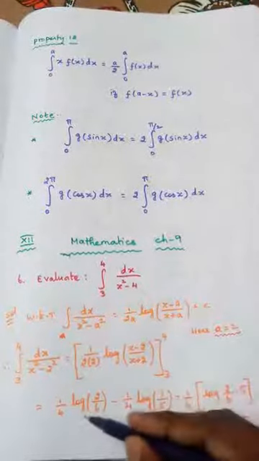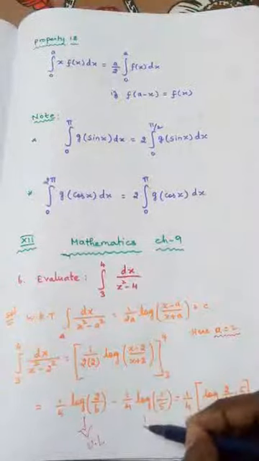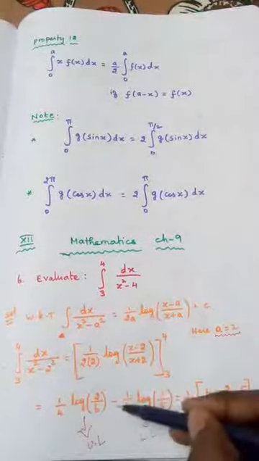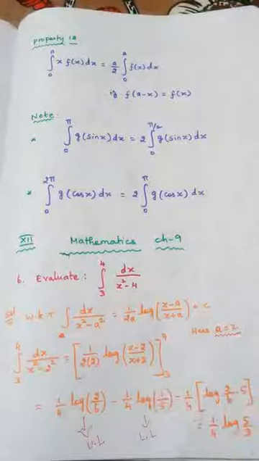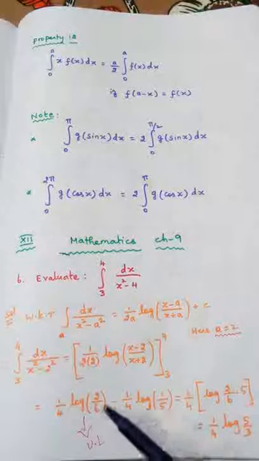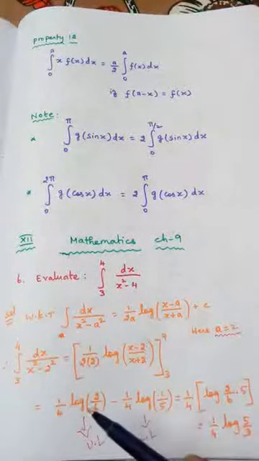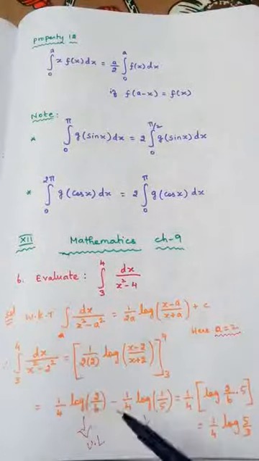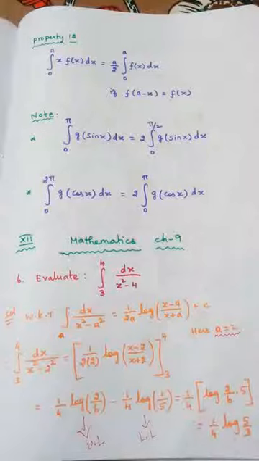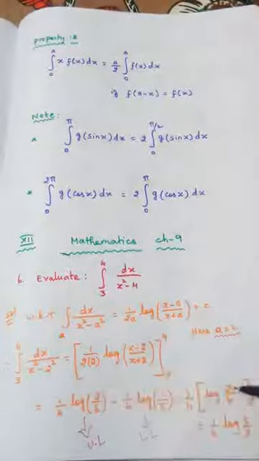So this first term is called the upper limit and the second term is called the lower limit. Upper limit minus lower limit. That is the method of applying the limits. Now these two terms have 1 by 4 as common. So taking 1 by 4 as common, the remaining thing is log 2 by 6 minus log 1 by 5. What is log m minus log n? Log m by n. So log m is 2 by 6.